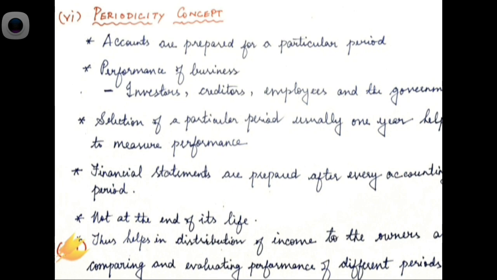While doing so, it also helps the owners to know their income or profit level, so that it can be distributed to the owner or owners. In the case of company forms of organization, you will have many owners, joint owners. In that case, income doesn't go to one individual person, but has to be distributed among many. For this also the periodicity concept is helpful. And not only that, it also helps to compare and evaluate the performance arrived at in various periods.